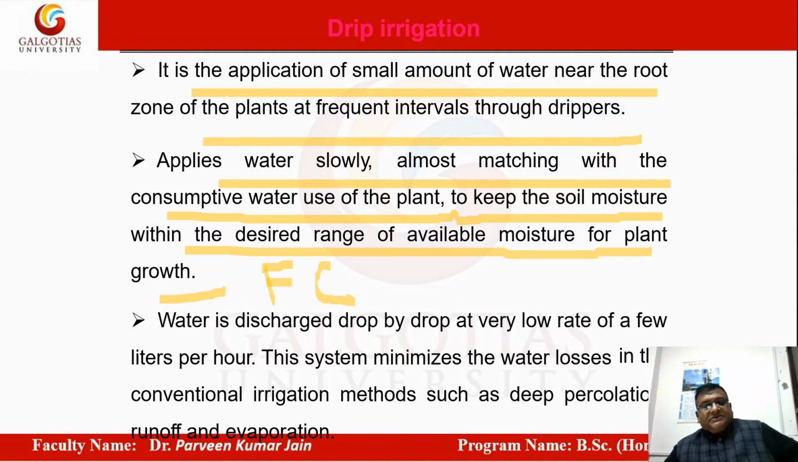Now, water is discharged drop by drop at a very low rate, a few liters per hour. That is called the discharge rate of drippers, measured as LPH, liters per hour. And this system minimizes the water losses of conventional irrigation methods, such as deep percolation, runoff, and evaporation.